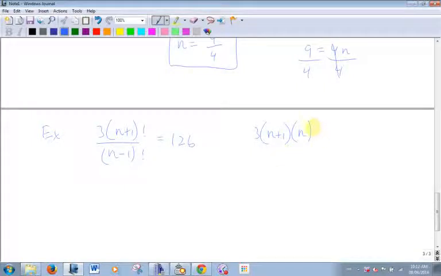N, right? We'll keep going until you get the same thing on the denominator, because all the rest of it's going to cancel, right? All the way down to 3 times 2 times 1, but I'm not going to write it. This all equals 126. All the rest of that stuff, all the way down to 1, is going to cancel out, because I got the same thing on the top and the bottom. So what do I got left? I got a 3 times an n plus 1 times an n is 126.